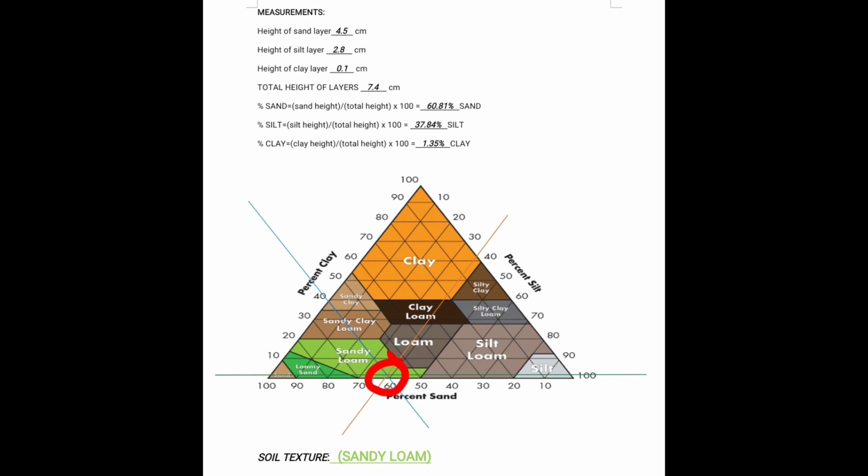After measuring all the layers, I recorded 4.5 cm for the sand layer, 2.8 cm for the silt layer, and 0.1 cm for the clay layer, a total of 7.4 cm.